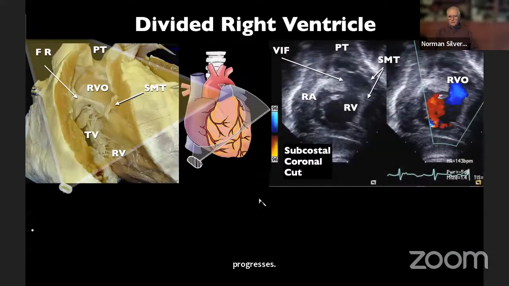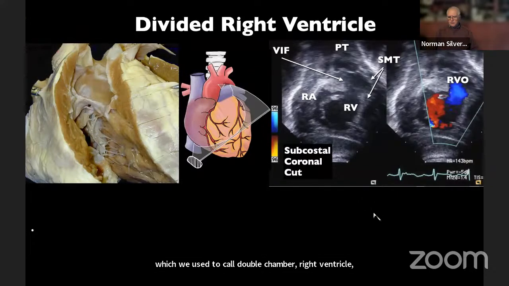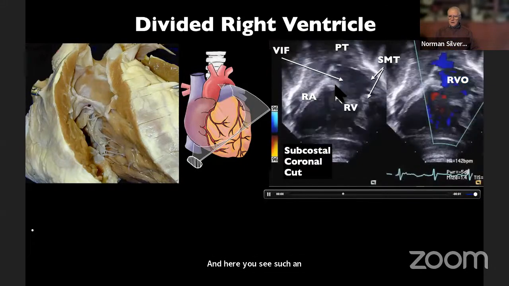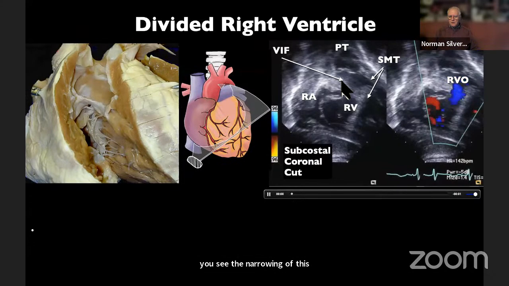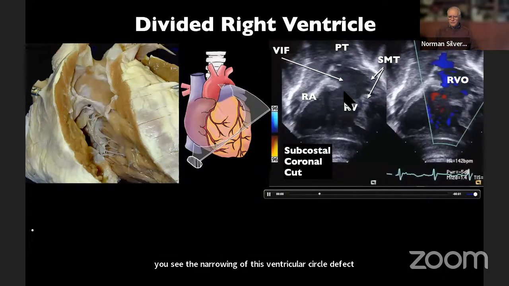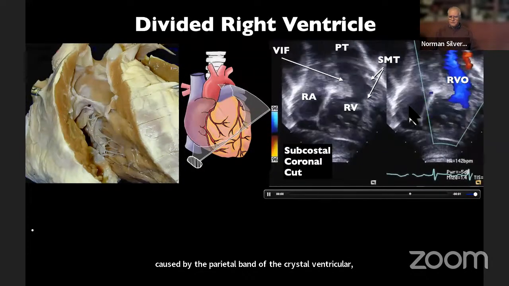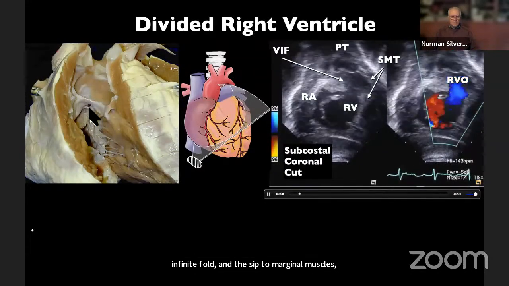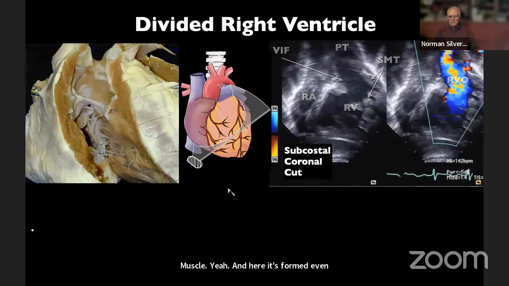So other VSDs, we see VSDs in the presence of divided right ventricle, which we used to call double-chambered right ventricle. And here you see such an example echocardiographically. You see the narrowing of this ventricular septal defect caused by the parietal band of the crista ventricular infundibular fold and the septomarginal muscles, the septoparietal muscle here, and here it's formed even a membrane underneath the pulmonary valve.